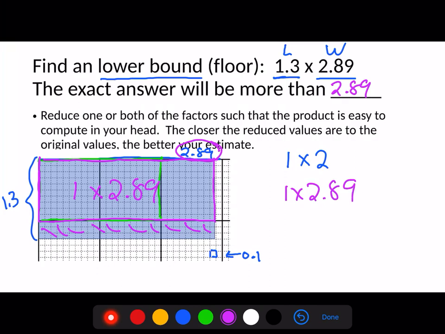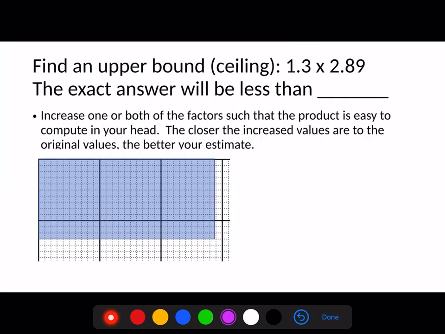There isn't a right answer here, guys. We can do any number. The key is to pick numbers you can multiply in your head. If you're going to do an estimate, you want to do it quickly in your head and not have to do a long computation. So we're just looking for easy numbers to multiply, but the closer the reduced values are to the original values, the better the estimate. So when I only decreased the 1.3, I got a better estimate. So that's my lower bound, 2 89/100.